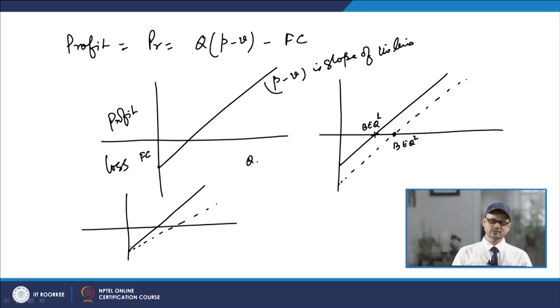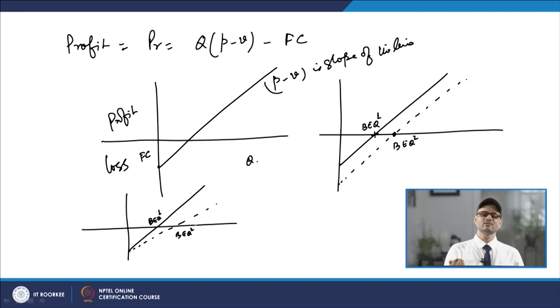In that case you see that the break even point, break even quantity 1, will change and go to 2. So, it will move towards the right and you require larger units to be produced so that you reach the break even point.